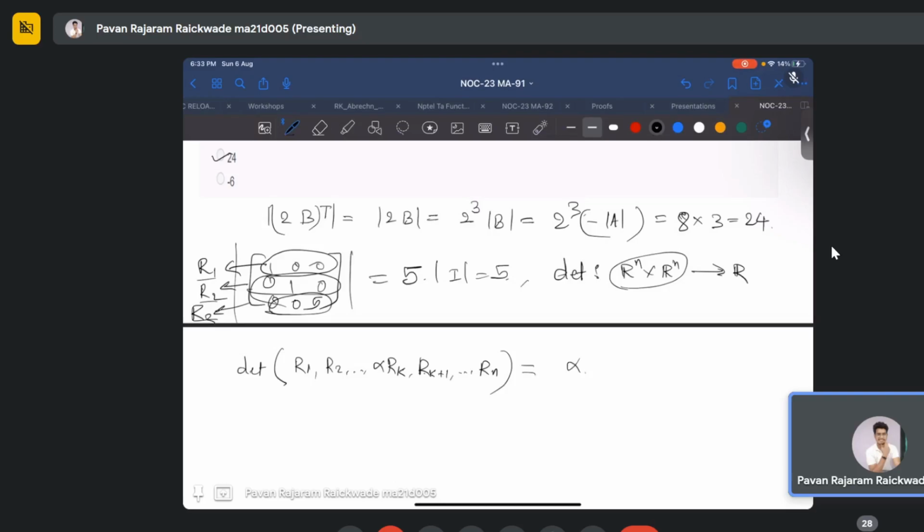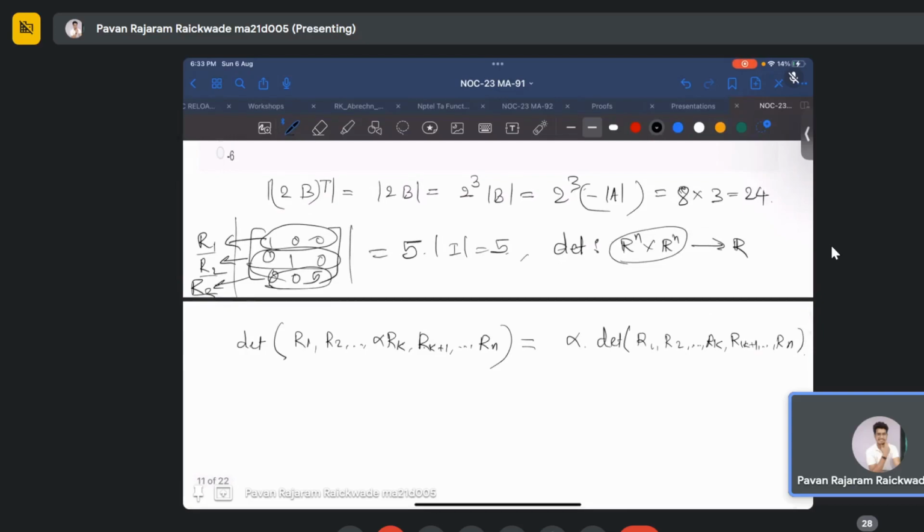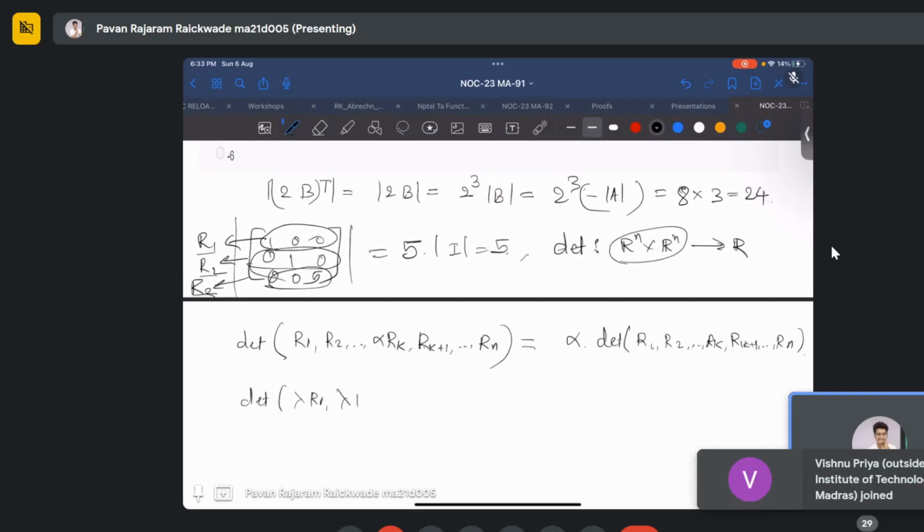So it will be alpha times the determinant of R1, R2, up to Rk, Rk plus 1, till Rn. This happens for every k. The main point is that the determinant function is linear in each row, keeping all the other rows the same. When you multiply a matrix by a scalar lambda, you multiply each row by that scalar lambda. So what is the determinant of this?